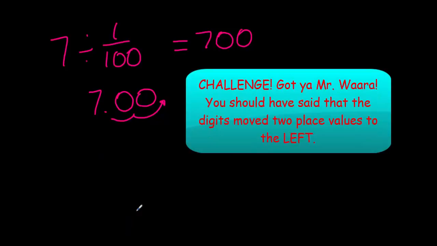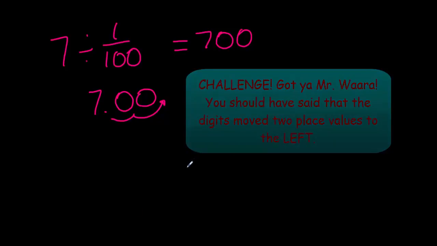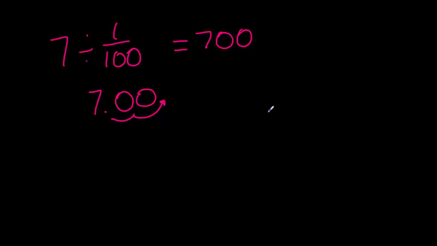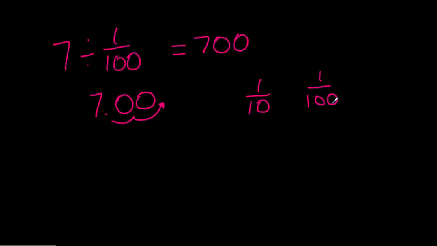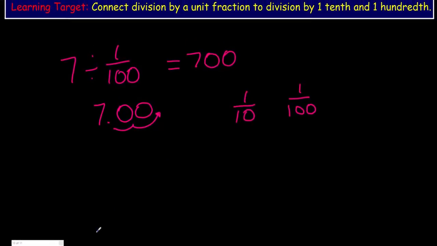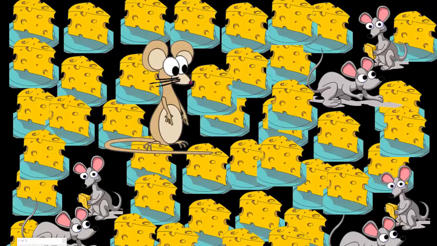So let's go back and think about our learning target. Did we connect division by a unit fraction to division by 1/10 and 100th? We did. We connected division by a unit fraction to division by the 1/10, which we used, and 100th. All right. Yes, it's done. We did it. Woohoo! And complete. I don't think we have any more work here. I think that completes it, and we're ready.